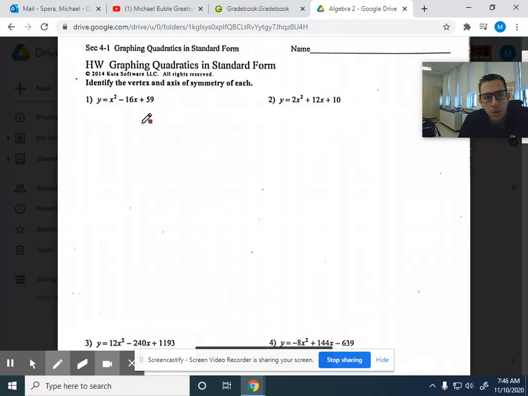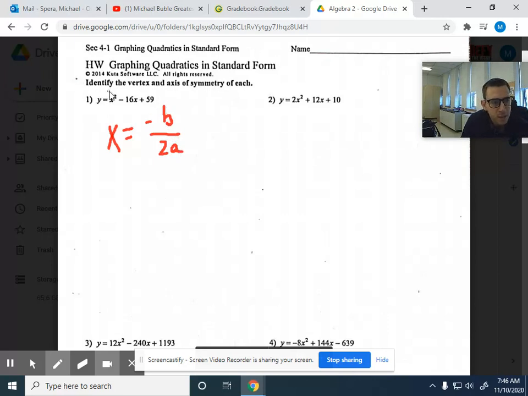Again, the directions are important. It says just identify the vertex and the axis of symmetry. So for number one, we're not asked to graph or anything. We just have to identify the vertex and the axis of symmetry that's in standard form. So as I told you yesterday, you have to first find the x coordinate, and we do so by negative b over 2a.